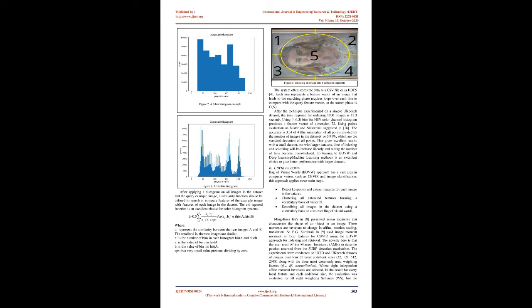After the technique was experimented on the UK Bench dataset, the time required for indexing 1000 images is 12.3 seconds. Using 4, 6, 3 bins for the HSV color channel histogram produces a feature vector of dimension 72. Using points evaluation as Nistér and Stewénius suggested in 18, the accuracy is 3.34 of 4, the summation of all points divided by the number of images in the dataset, with a standard deviation of 0.91.